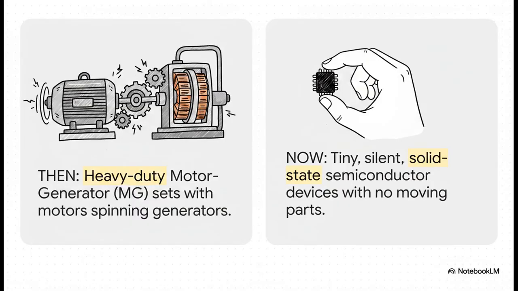And this wasn't always so small and neat. Before we had modern electronics, if you needed to convert power, you had to use these massive, heavy-duty things called motor generator sets. I mean, literally, an electric motor physically spinning a generator to create a different kind of electricity. It's wild. Today, we do that same job with tiny, silent little semiconductor chips with no moving parts at all. The technological leap is just incredible.